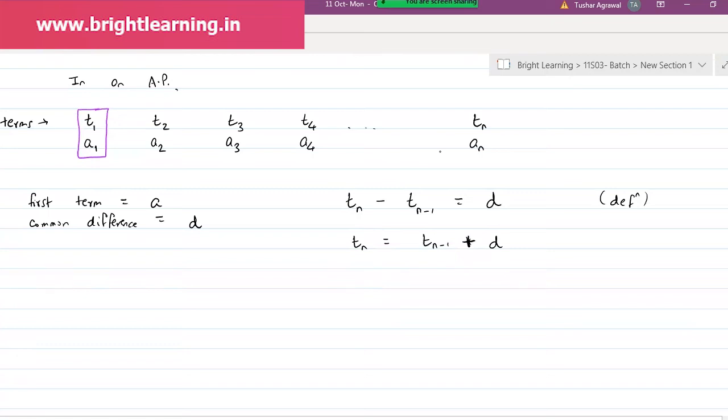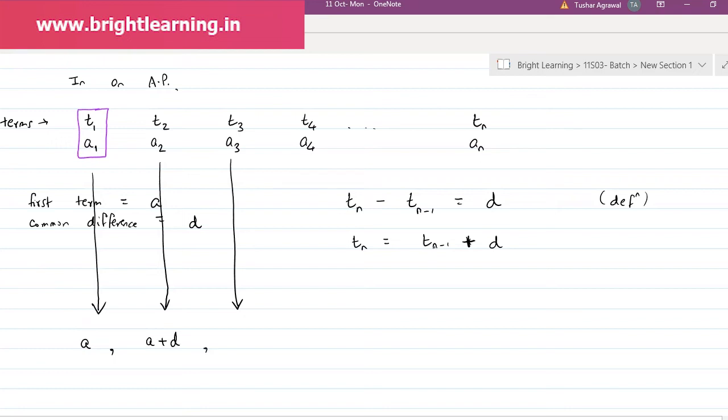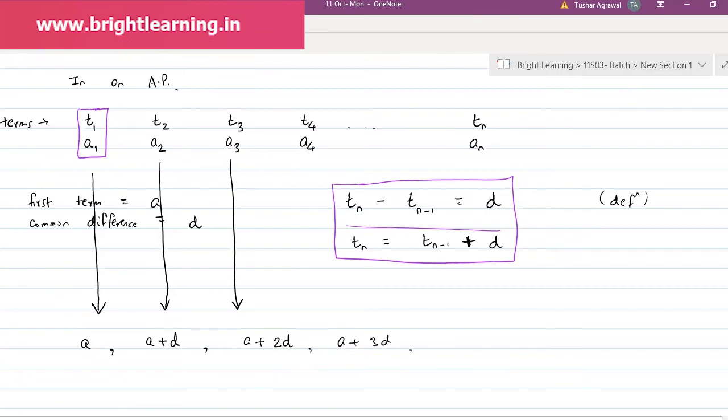So instead of writing it this way, I will interpret my sequence this way. First term, I will use the letter A. Second term, A plus D, using the formula previous term plus D. To calculate the third term, the previous term plus D, so A plus D plus D, A plus 2D. Fourth term, the previous term plus D, so A plus 3D, and so on. Tn you can verify turns out to be A plus (n minus 1) into D.